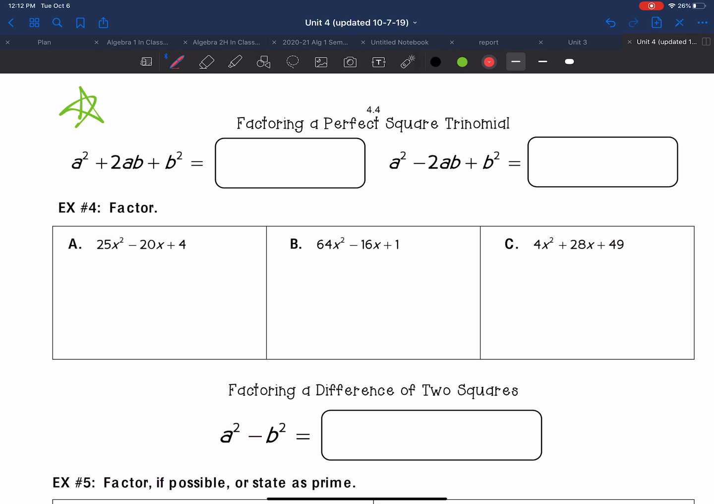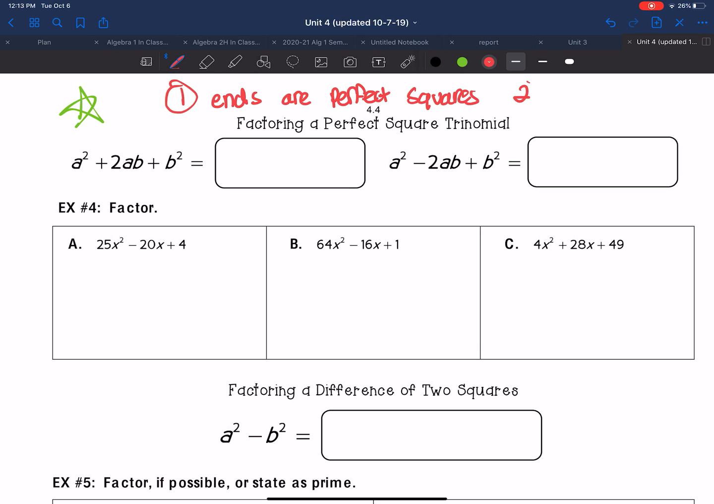The first thing you're going to notice is that A and B, or your outside ends of the expression, so the ends right here, ends are perfect squares. Okay, that's the first thing that you're going to notice. The ends are perfect squares.